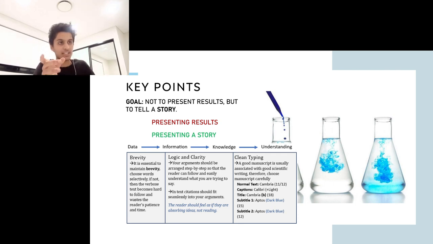Okay, logic and clarity. Your arguments, so your points, should be arranged step by step so that the reader can easily follow and understand what you are trying to say. And this comes from planning. You want to plan it so that everything is in proper order. The reader should feel as if they're absorbing ideas, not reading. When you read a good book and you get so absorbed into it that you're just flipping pages. You're not even paying attention that, oh, I had a target of reading 5 pages. No, you're just reading. And that's exactly what you want to do here. You want to make it flow very nicely.